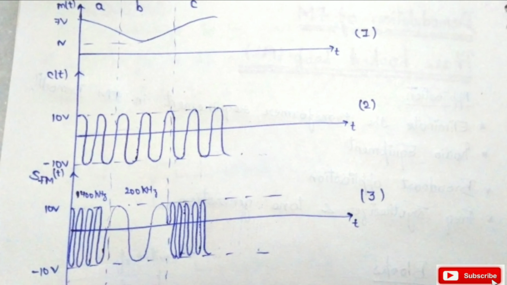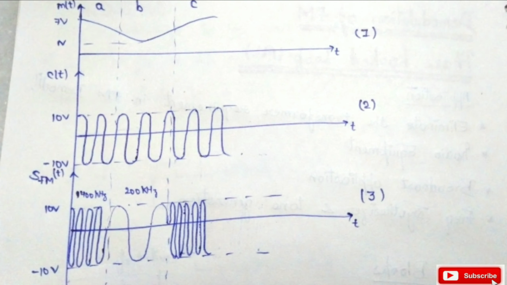Let us assume in wave 1 we have given some message signal of this form, and in the second wave we have a carrier signal which has an amplitude of 10 volt. As we know, in the frequency modulated signal, the frequency of the carrier will change according to the message signal amplitude. So in area A, the message amplitude is higher than that of B, because 7 volt is greater than 1 volt.